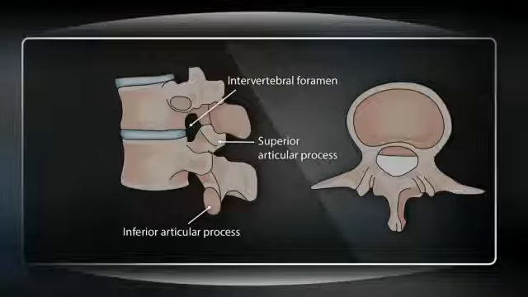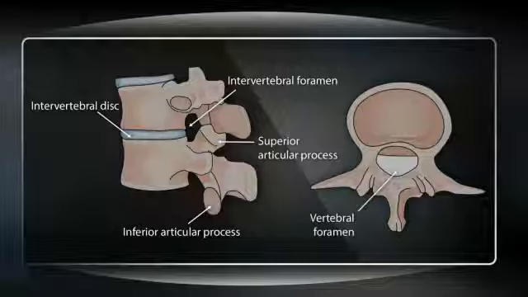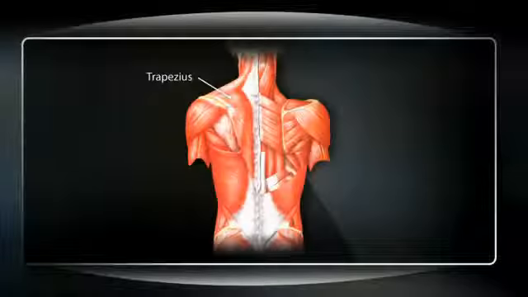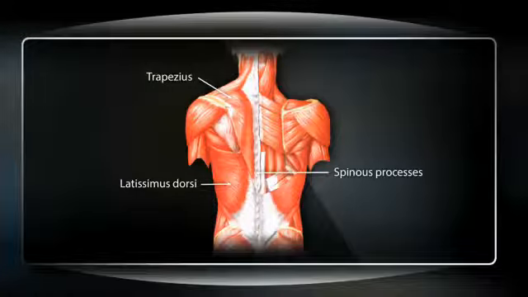Between the vertebral bodies are the intervertebral discs, which cushion movement and allow the vertebral column to curve, flex, and bend. Also note the vertebral foramen, which encloses the spinal cord. The trapezius and the latissimus dorsi form the large outer layer of muscles attaching to each side of the spine. They overlie 2 deeper muscle layers, a layer attaching to the head, neck, and spinous processes, and a layer of smaller intrinsic muscles between the vertebrae.